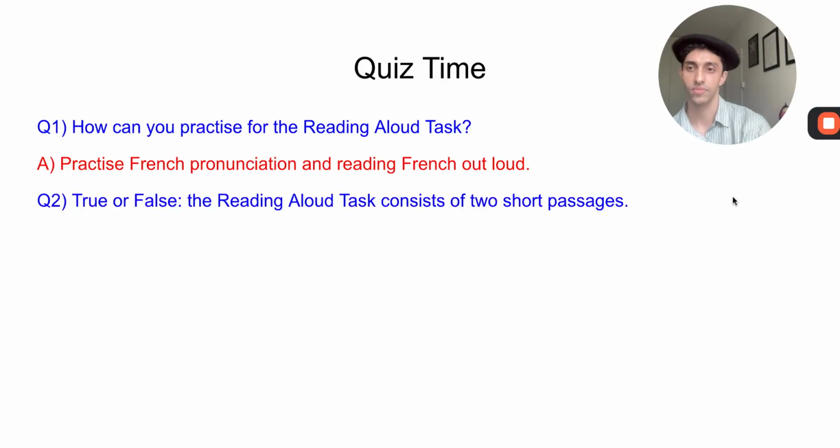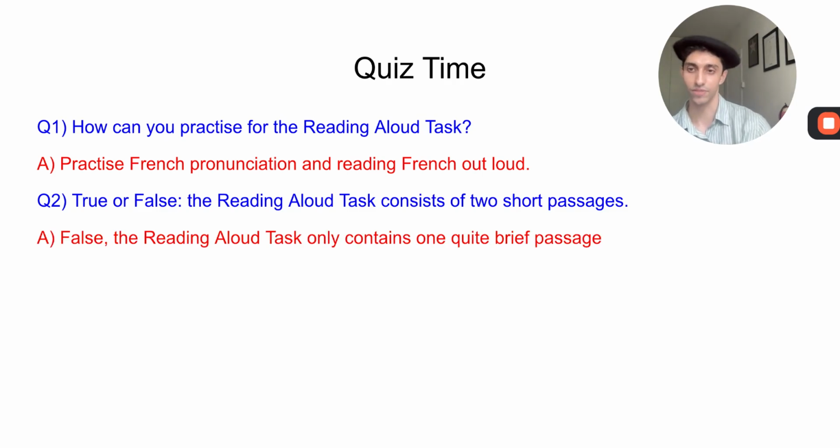Okay, question 2. So this is true or false. The reading aloud task consists of two short passages. Okay, I'm going to give the answer to this now. So this is false. Actually, the reading aloud task only contains one quite brief passage. And that's true regardless of which exam board you're taking, whether it's AQA or Pearson Edexcel GCSE. The reading aloud task would have just one passage, which is quite brief. Slightly shorter for foundation tier than it is for higher tier, but it would still be quite brief.